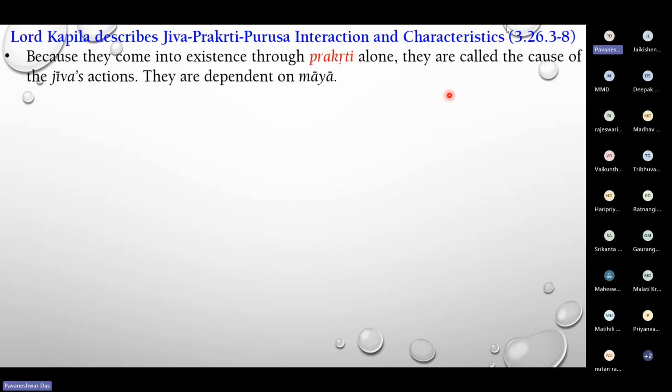Because they come into existence through Prakruti alone, they are called the cause of Jiva's action. They are dependent on Maya. Because the 24 elements are produced from Prakruti and they are called the cause of action. Just now we said Prakriti is the cause of action and they are the byproducts of Prakriti.